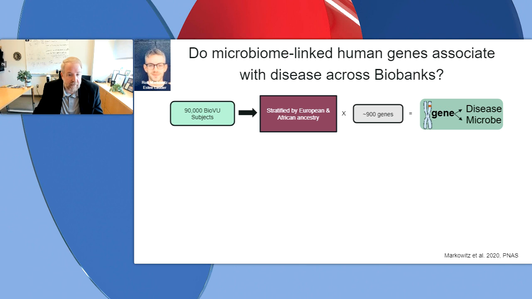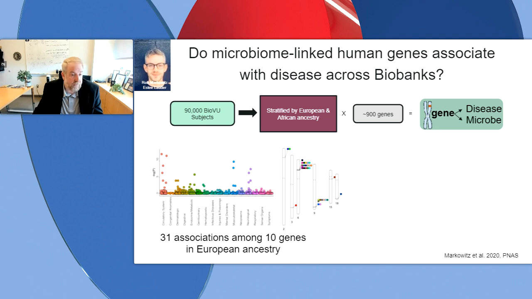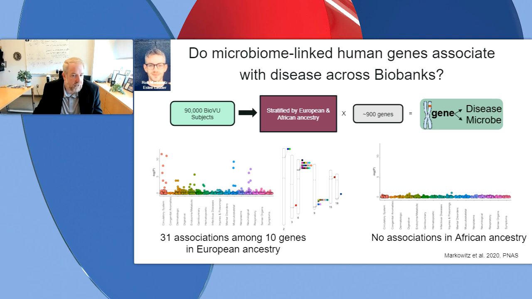And intriguingly, what Rob found is that there were 31 associations of human microbiome-linked genes across 10 genes in the genome for European ancestry across various types of diseases shown on the x-axis here. And then their location across the chromosomes are shown here. We're not going to get too granular with this, except that we could not find any association with individuals from African ancestry.